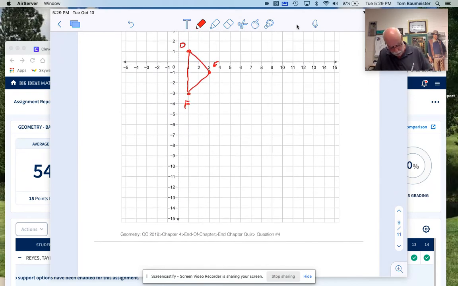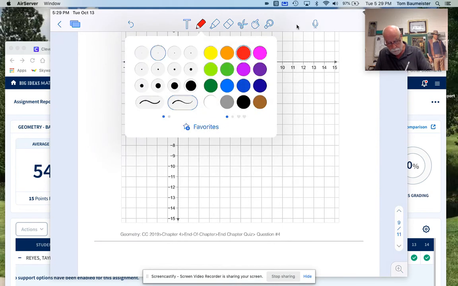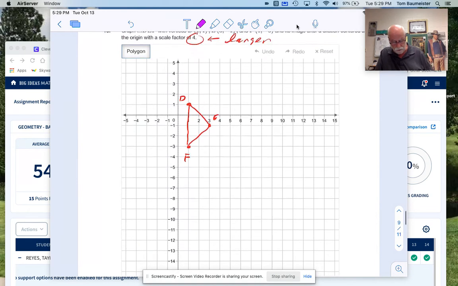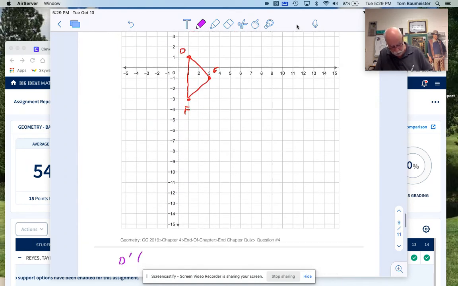So we know that our new D prime is at a scale factor of 4. So that means it's going to be 4 times our x, which was 1, and 4 times our y, which was 1. So we know that D prime is going to be (4, 4).